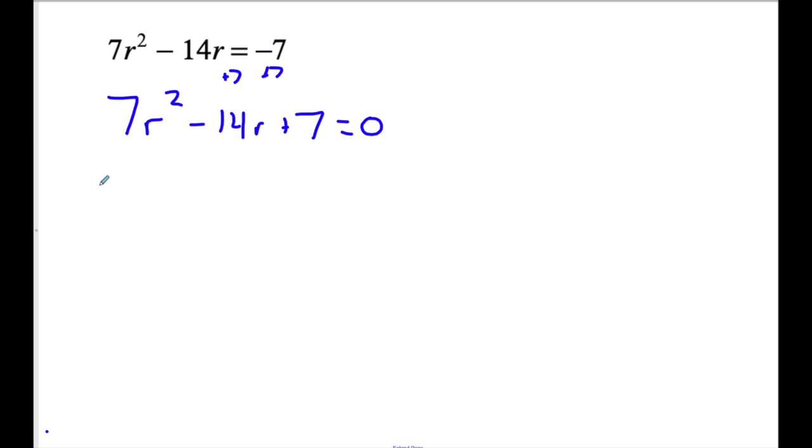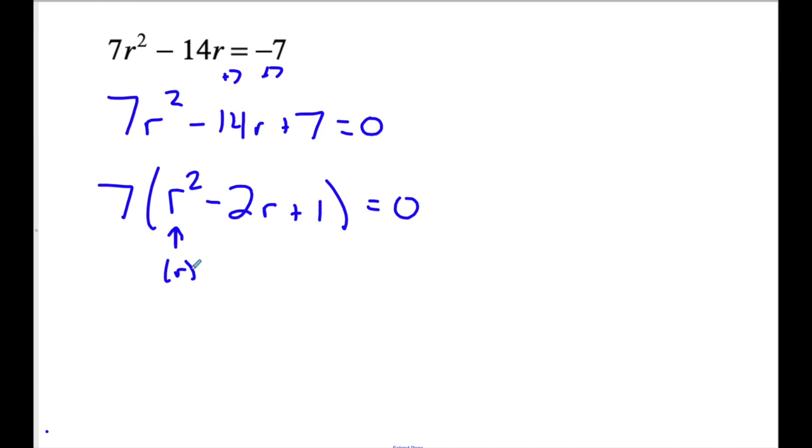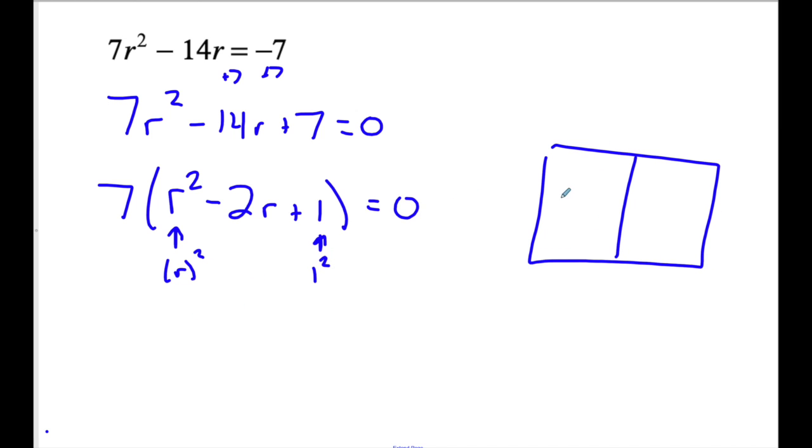Notice that there is a greatest common factor. I'll take that out. So that's 7. So 7 times r squared is 7r squared. 7 times negative 2r is negative 14r. And 7 times 1 is 7. And I noticed that this is a perfect square. This is r squared. And this is a perfect square. This is 1 squared. So let's try a difference of squares. I'm not saying it's a guarantee, but it's worth trying as our first guess.